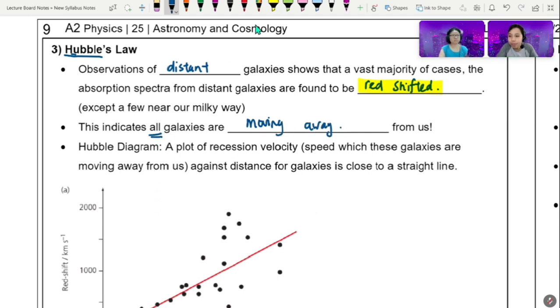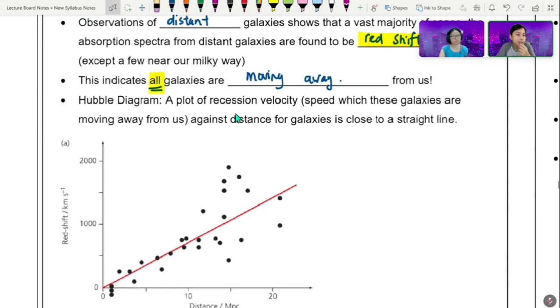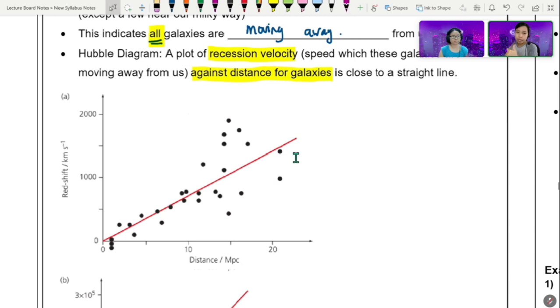So he's like, okay, redshift, calculate velocity. Let's do this. Let's plot some graphs. So he created what is called the Hubble diagram, which is a plot of recession velocity against distance for galaxies. And this recession velocity basically means the speed at which the galaxies are moving away from us. Okay, so you have this graph. Miss Lee, what is this graph about?